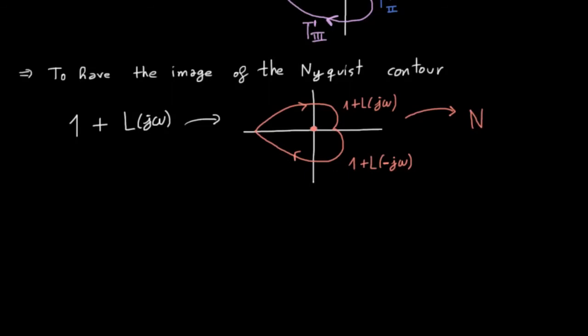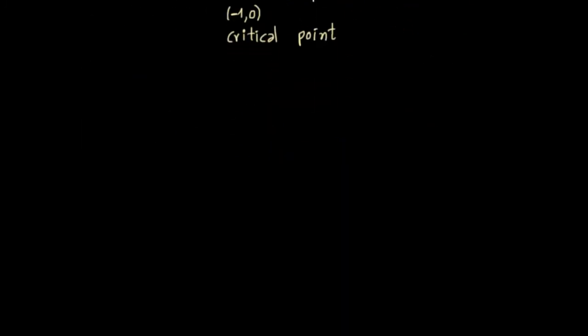According to the previous results, that number is going to be equal to the number of closed loop poles in the right half plane minus the number of open loop poles in the right half plane. The finishing touch and the criterion comes by realizing that if 1 plus L of j omega encircles the origin, then L of j omega encircles the point -1, 0. Therefore, we can work directly with the open loop frequency response, counting its encirclements of the point -1, 0, which from now on will be called the critical point.